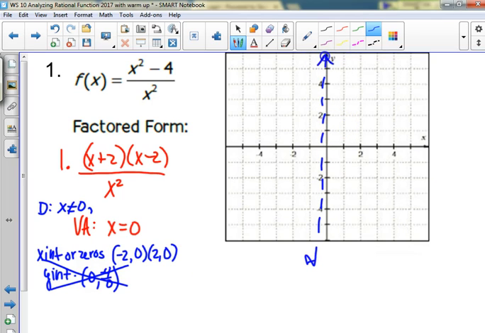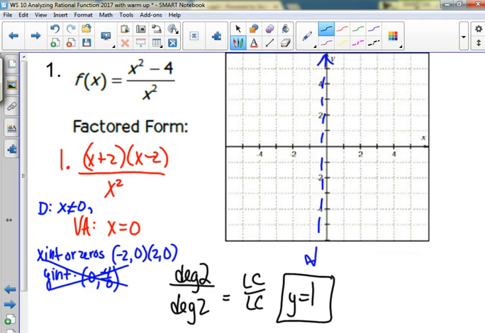Okay. What else? End behavior or horizontal anything? Look at the original one up here. It was degree 2 over degree 2. So we need leading coefficient over leading coefficient, which is 1. Is that how I write it? What do I write? Y equals 1. All right, so that's this guy right here.